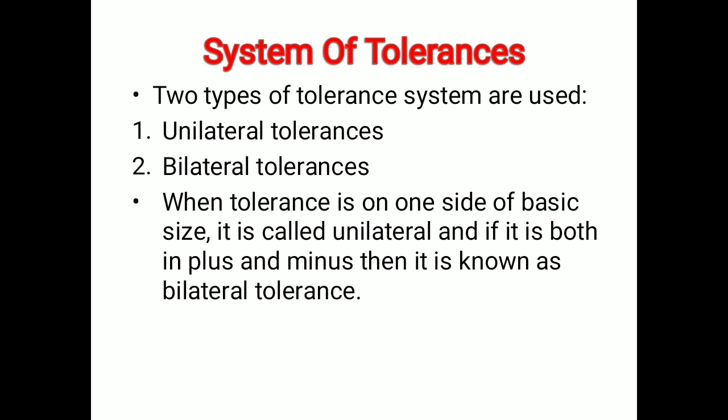System of tolerances. There are two types of tolerance system being used. First, unilateral tolerances, and second, bilateral tolerances. Now, what is unilateral tolerance? When the tolerance is on one side of the basic size, it is called unilateral, and if it is both in plus and minus, then it is known as bilateral tolerance.